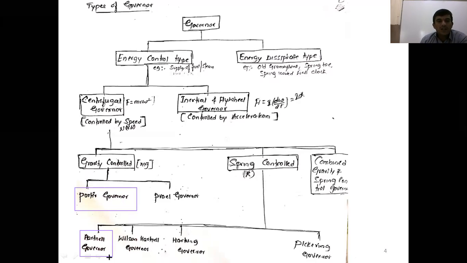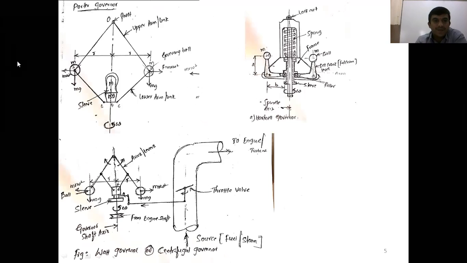Regarding this, any doubts? All these things were discussed in the last class. If you have any doubt, unmute yourself and ask the question. Now this is what we study here. This is the first one. We study the Porter governor.